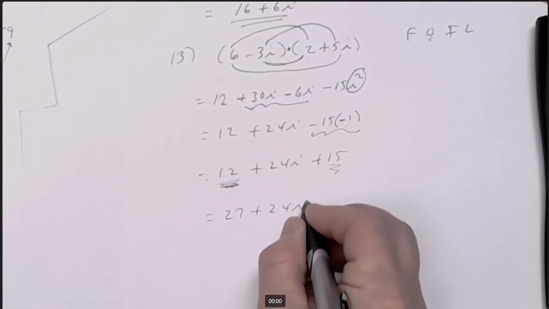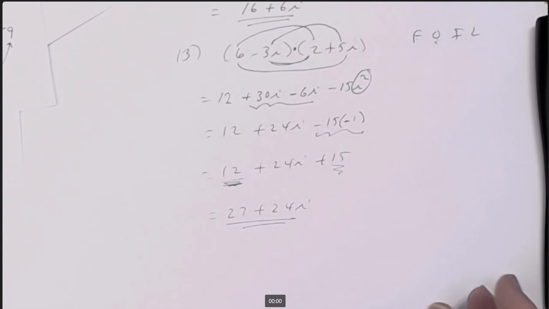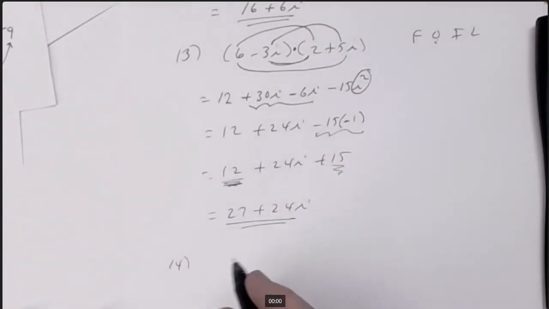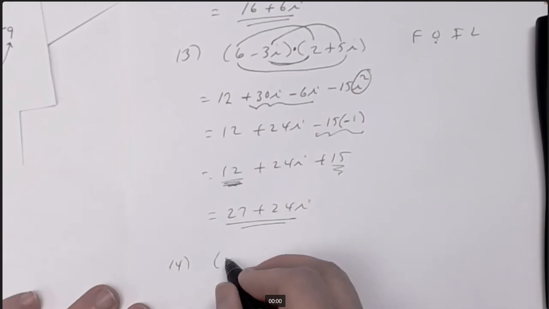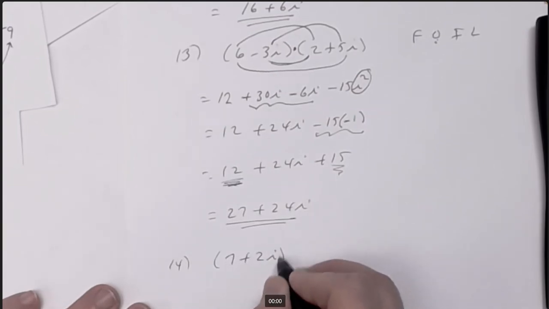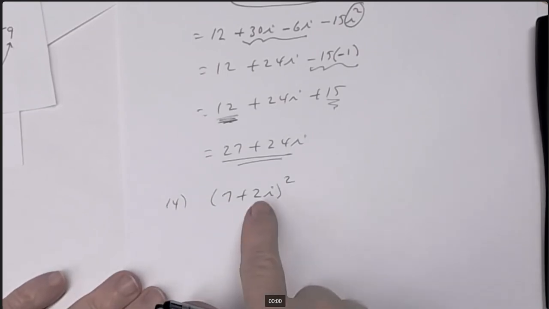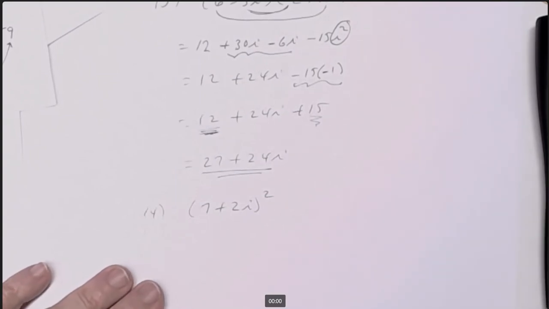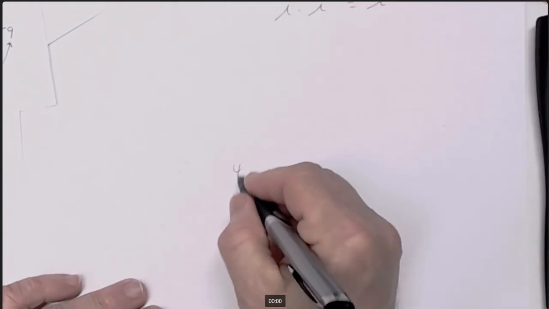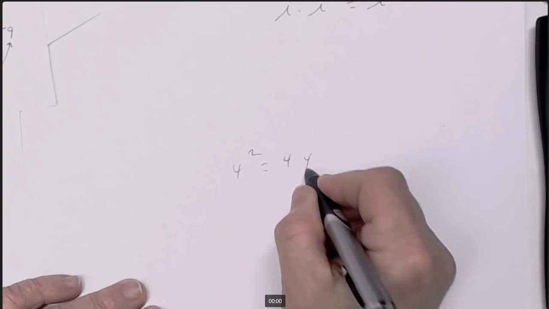So let's say I had 7 plus 2i squared. How would you do that? You have a binomial squared. How would you do that? FOIL again, except this time I would remember squared means times itself, right? Y'all agree? That exponent tells you how many times to multiply the base.